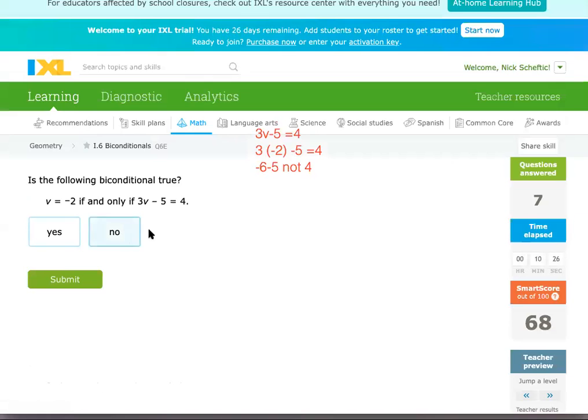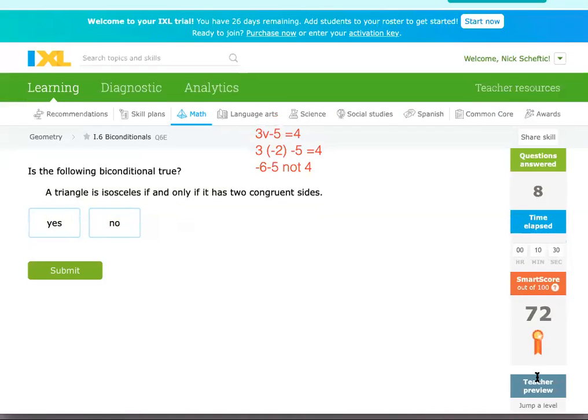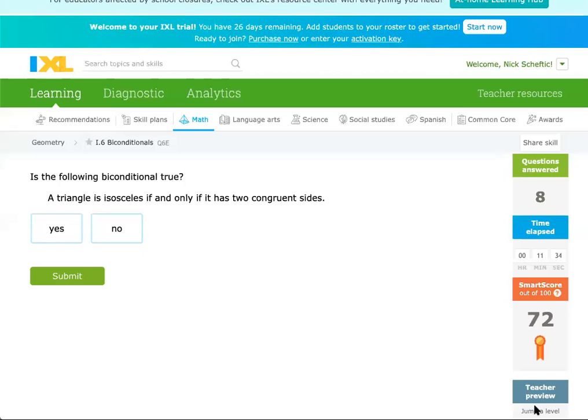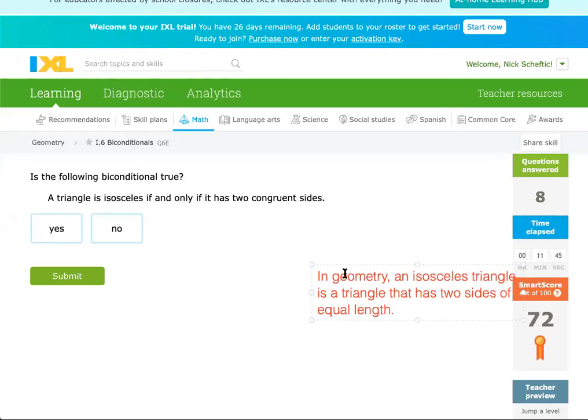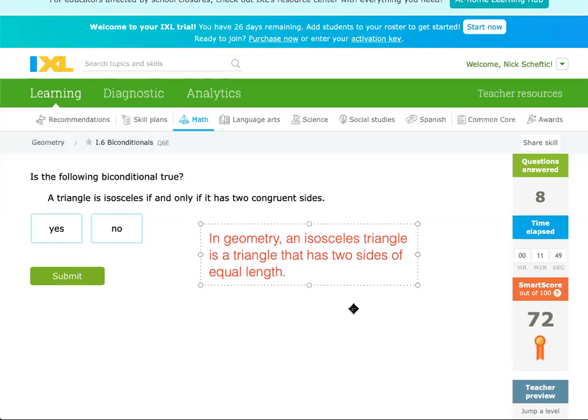Okay, actually select it. There we go. All right, let's look at the next one. This next one here is defined by conditional true. A triangle is isosceles if and only if the two sides are congruent? Well, by definition, in geometry, an isosceles triangle is a triangle that has two sides of equal length. Okay, so that should be yes.